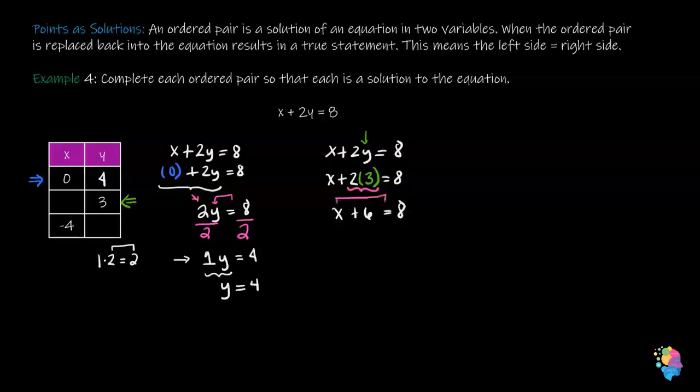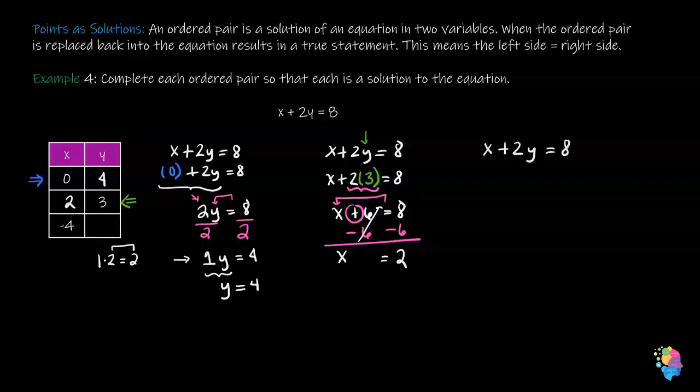Because my variable is on the left and is being added by 6, the opposite of addition will be subtraction. So when I do that, I get x. 6 minus 6 will go to 0. And on the right side, I have 8 minus 6. That will be 2. That means that the missing coordinate is 2. Let's try it once again. I have x plus 2y is equal to 8.